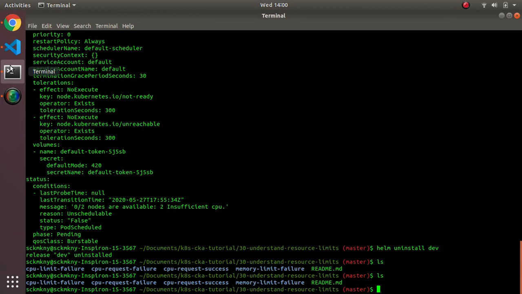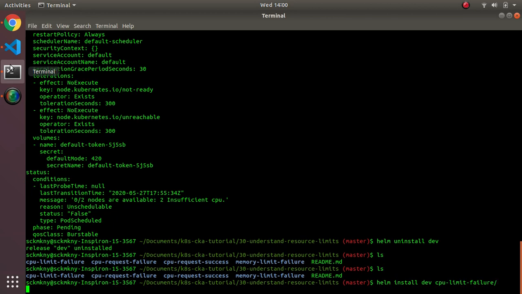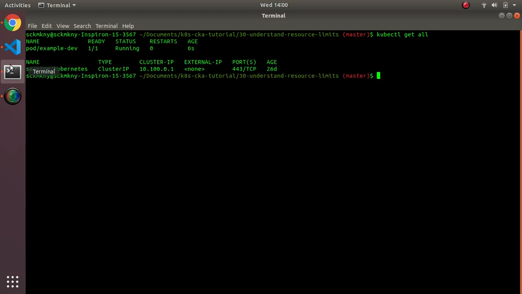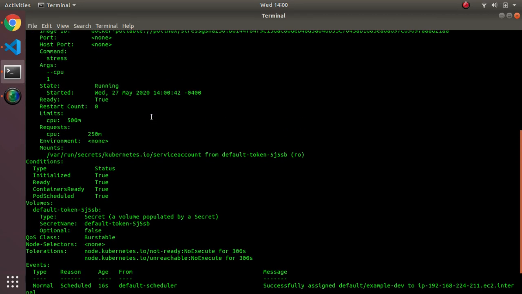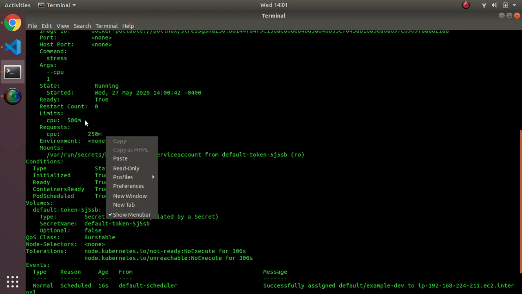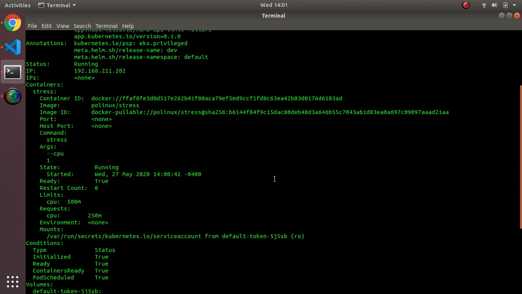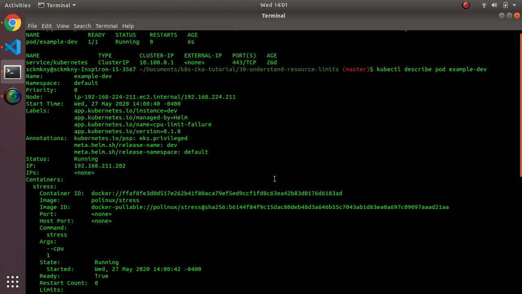If I do helm install dev cpu-limit-failure, then kubectl get all, you'll see the pod's running fine. Let's describe pod example-dev. You can see that I've put a limit of 500, but I don't see anything telling me there's a problem. Everything looks fine, so as far as I'm concerned, everything's working.